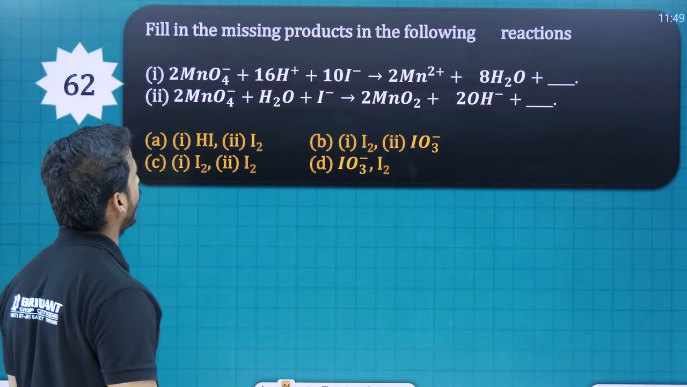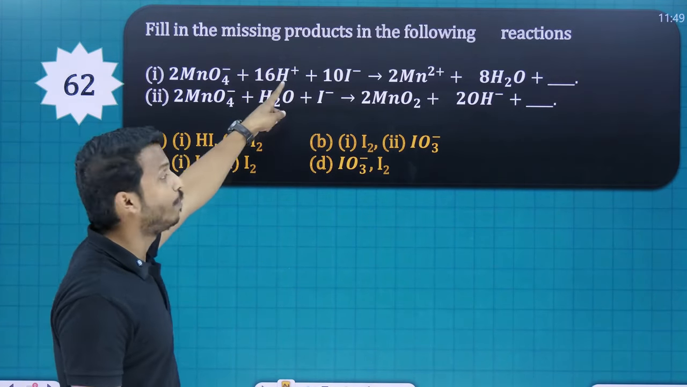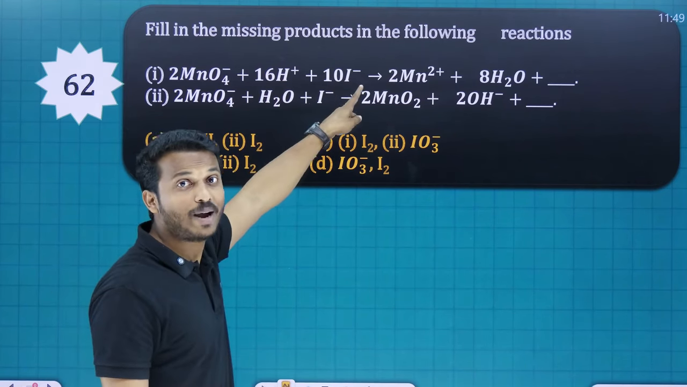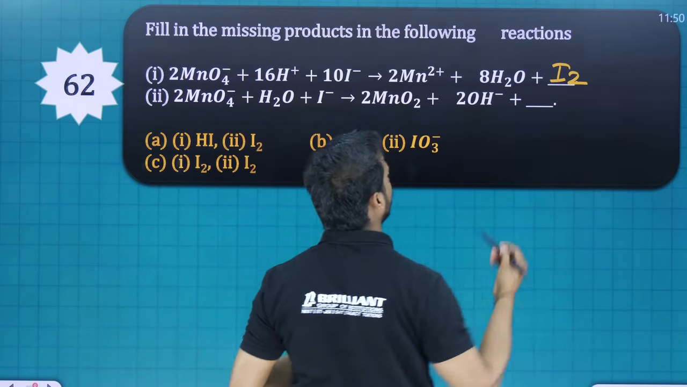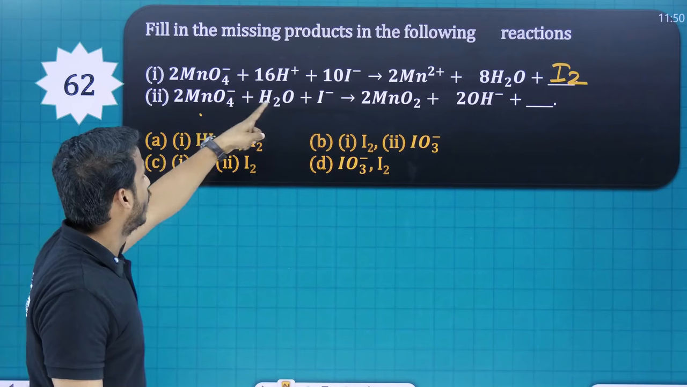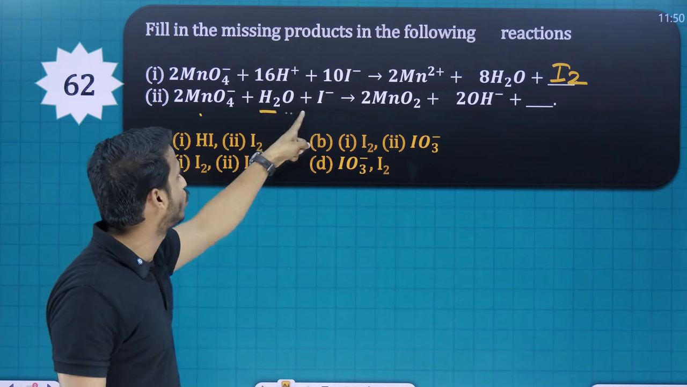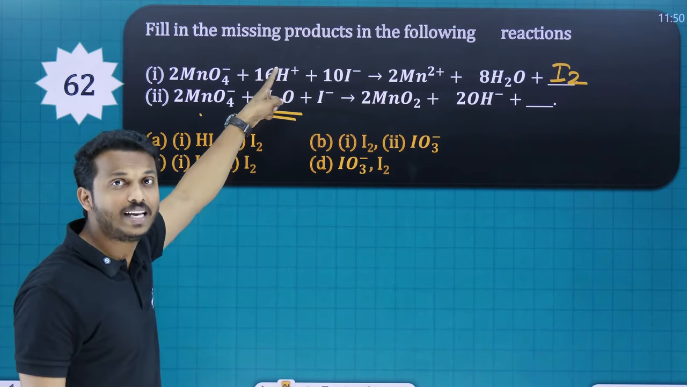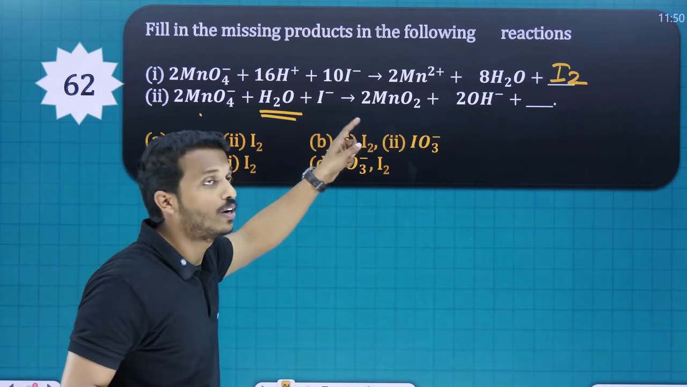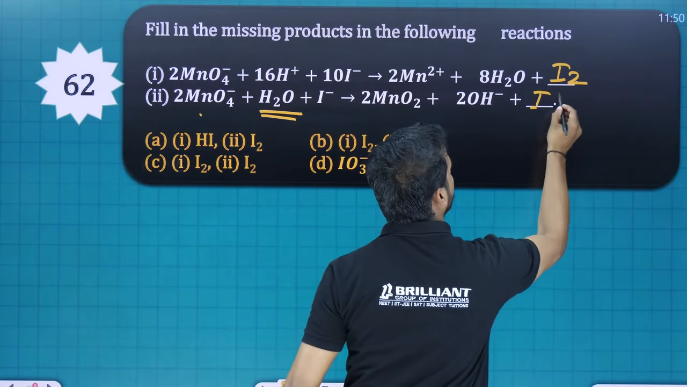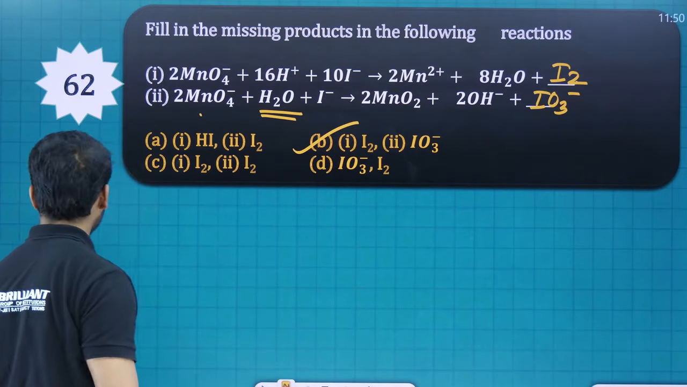Next, fill in the missing product in the following reaction. What is this? MnO4 minus, permanganate. Which medium? Acidic medium. What is that? I minus. In acidic medium, I minus is converted to what? I2. But this is again permanganate, water and iodine. Again iodine is converted. But this is what? H2O, dear. The medium: first one is acidic, second one is neutral. In neutral and alkaline medium, iodide is converted to what? Iodate, that is IO3 minus. Already we discussed that. So one is I2, second one is IO3 minus.